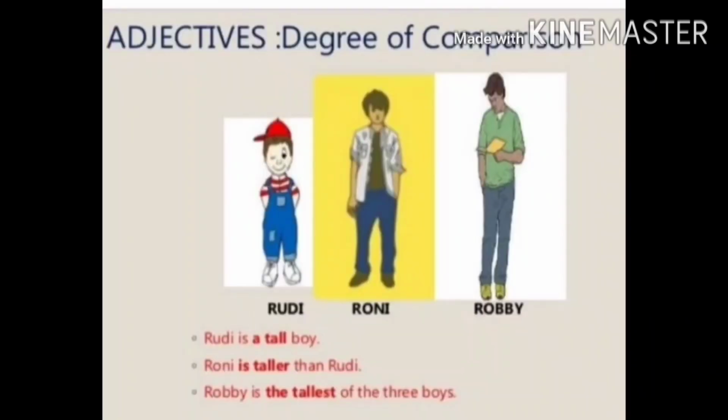So here is one more example. You can see three boys, Rudy, Ronnie and Robbie. Rudy is a tall boy, is an example of positive degree. Ronnie is taller than Rudy, is an example of comparative degree. See, we have used er and also used than after the adjective. So taller than is an example of comparative degree, and Robbie is the tallest of the three boys. So this is an example of superlative degree. Here we have used est. So tallest is the example of superlative degree, and we have used the article the before tallest.